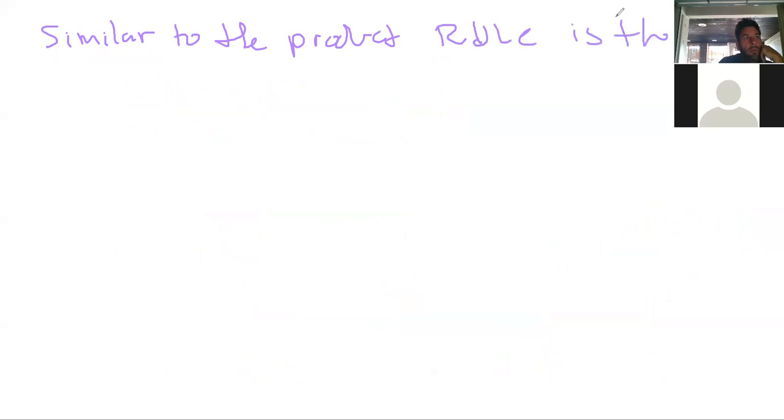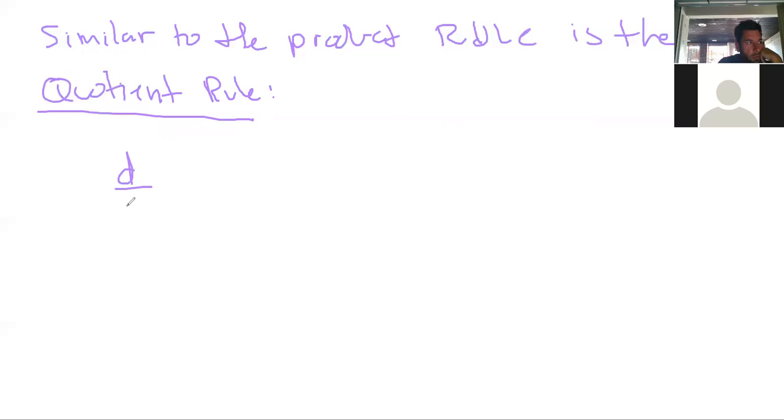So similar to the product rule is what's called the quotient rule. This tells us how we're going to differentiate the quotient of two functions, provided it exists, the derivative at least. Now this one's a little more complicated.